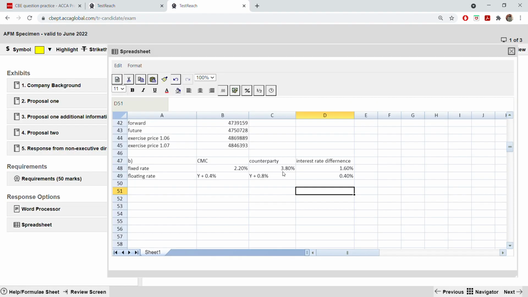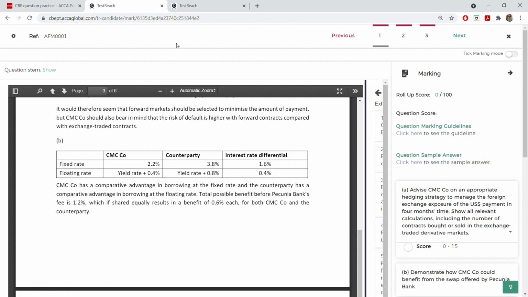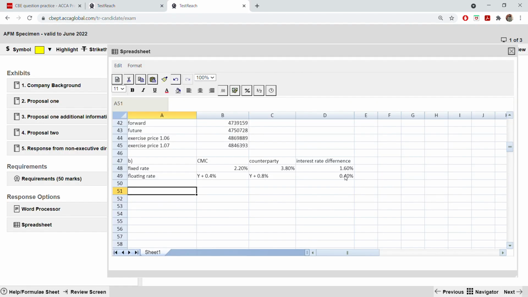Now you have to write that sentence. I'm not going to write it. This sentence that CMC has, you see which one is having a higher difference. That rate they have to choose. You see CMC is having a higher interest rate differentials in the fix. So that means under swap CMC will take fix, counterparty will take variable. Decided.